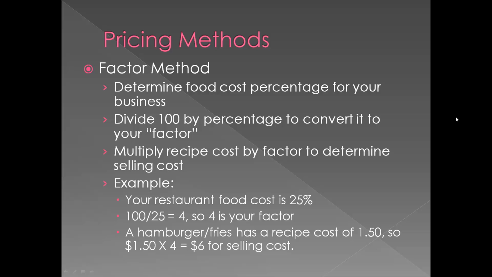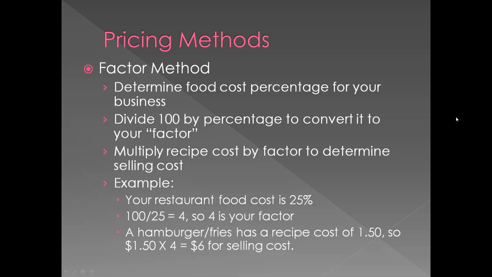So let's look at this example. Your restaurant food cost goal is 25%. So it says that was step 1. Step 2, divide 100 by the percentage. So 100 divided by 25 is 4. So 4 is your factor.